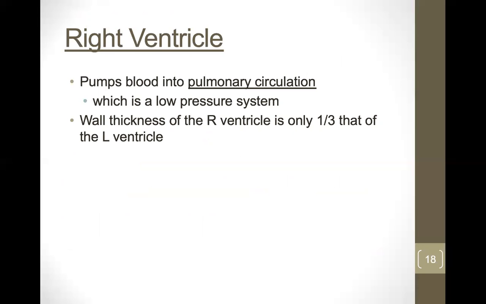Now, the lungs actually have a pretty low pressure system, so it doesn't require too much energy to pump blood from the heart into the lungs. So the wall thickness of the right ventricle is not as much as the left ventricle, because the left ventricle is where it's going to pump out to the rest of the body. So it's only about a third of the thickness of what we'll see with the musculature in the left ventricle.